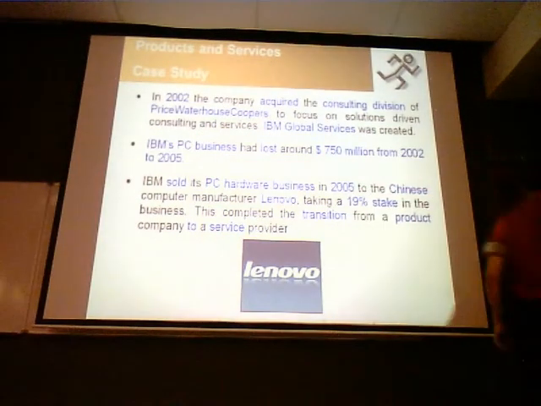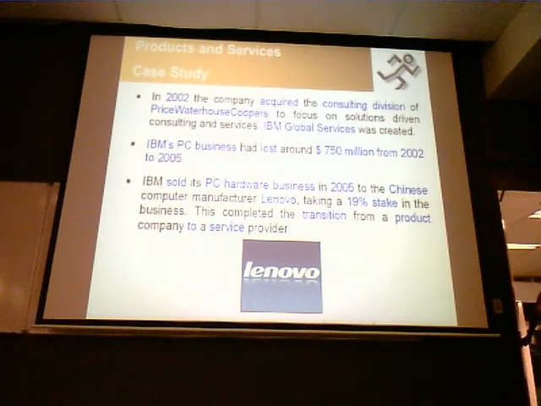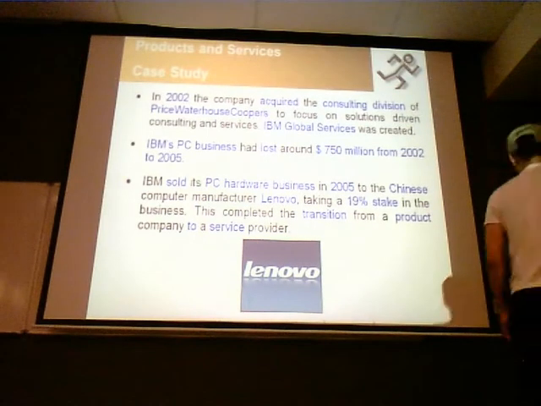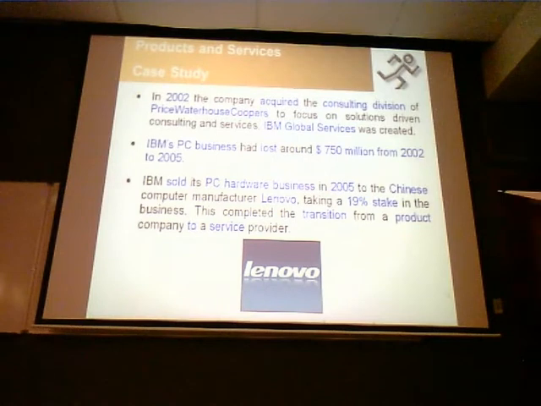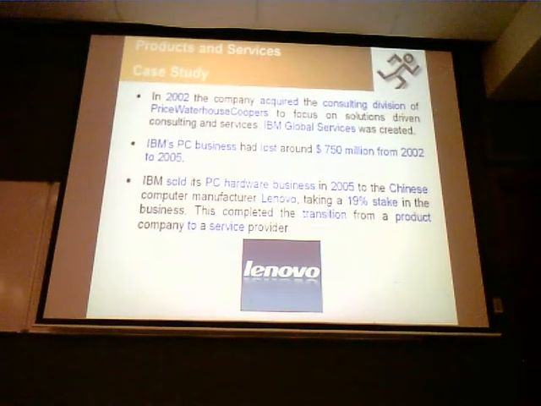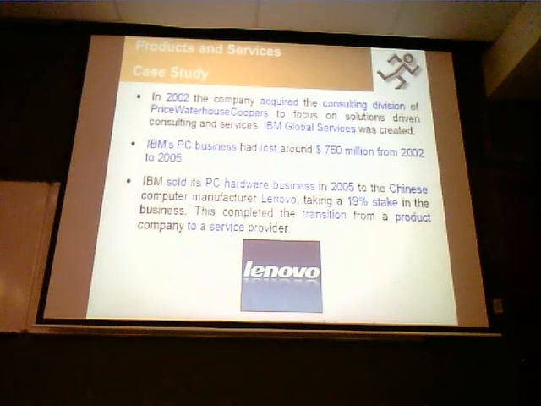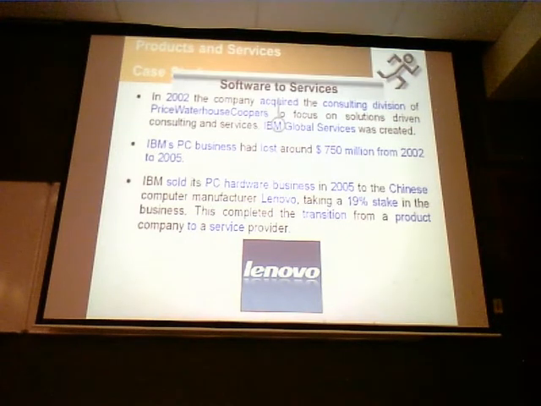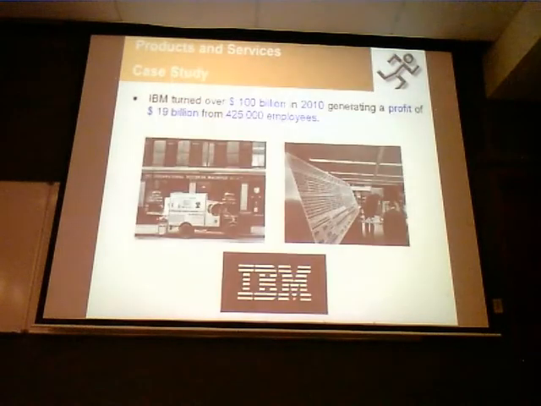Then finally they finished their migration into services, so totally away from products into services. In 2002 they bought the consulting division of PricewaterhouseCoopers and set up IBM Global Services. They were useless at making products, their PC business, so they got out of that. They were losing about 750 million back then in their PC business. They got out of products and signed up with Lenovo. They took almost a 20% stake of Lenovo, who was the largest Chinese manufacturer of PCs. So they still hold that stake in their business and passed the product over to them. So they really became a service provider. They're transitioning from product through to software and now to services.